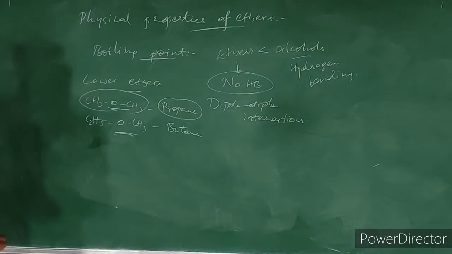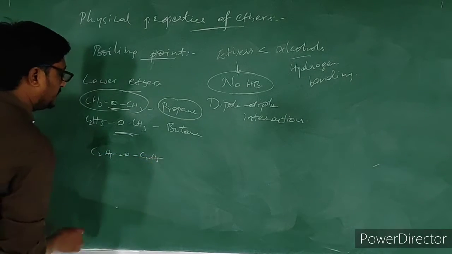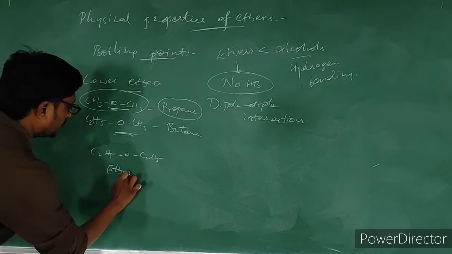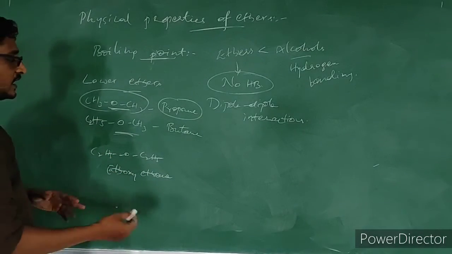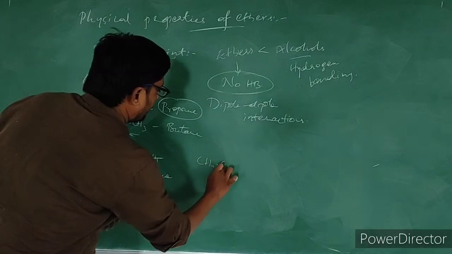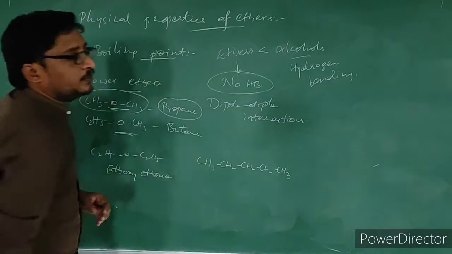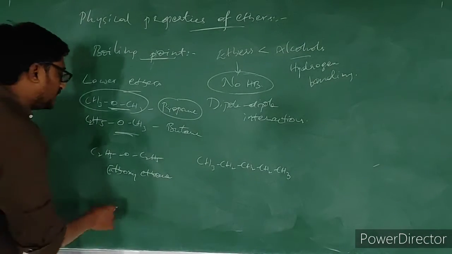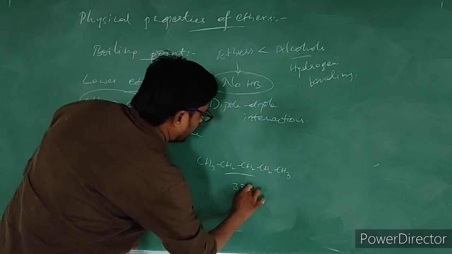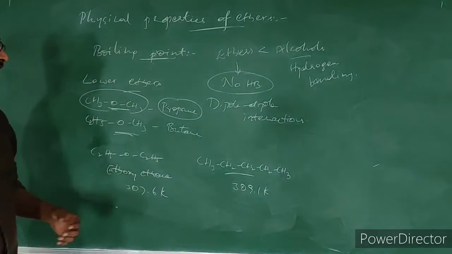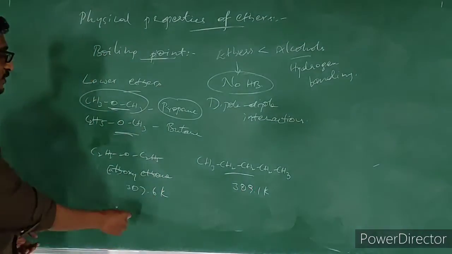But when we consider ethoxyethane and compare its boiling point with n-pentane, almost both of them have the same boiling point. The boiling point of ethoxyethane is 307.6 Kelvin, while pentane is around 309.1 Kelvin. Sorry, pentane has a bit higher boiling point than ethoxyethane.